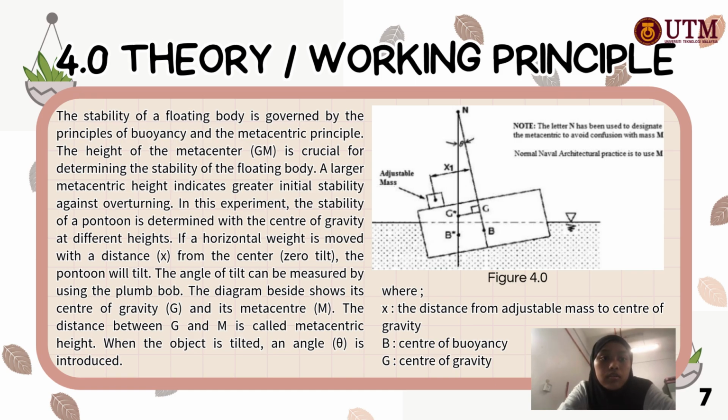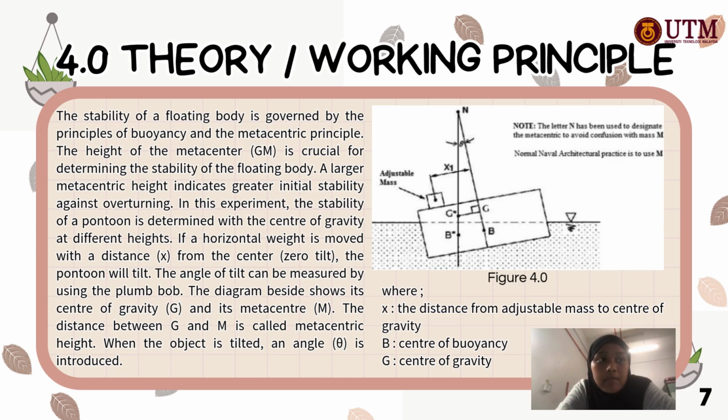So, for the theory and working principle of this experiment for stability of the floating body, it is governed by the principles of buoyancy and the metacentric principle. The height of the metacenter, which is GM, is crucial for determining the stability of the floating body. A higher metacentric height indicates a greater initial stability against overturning.